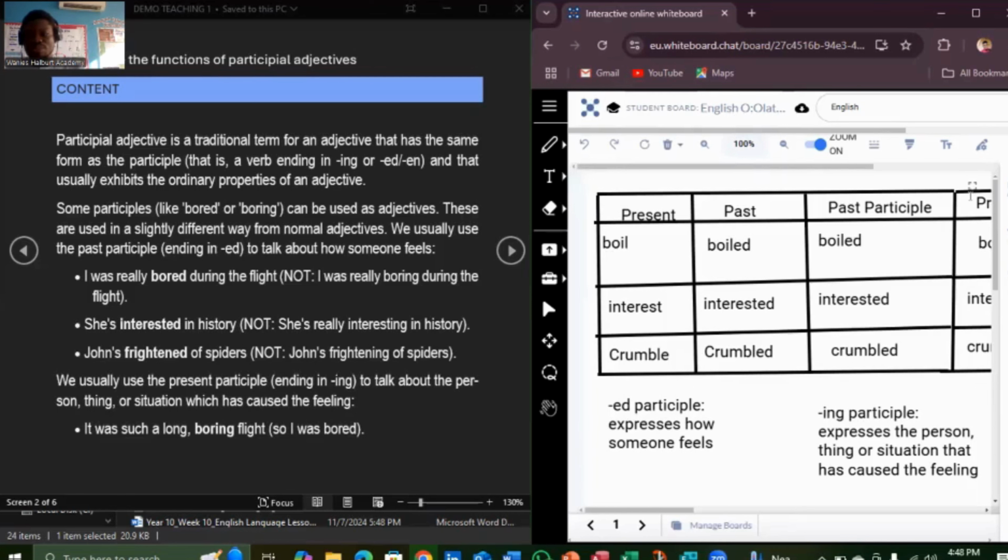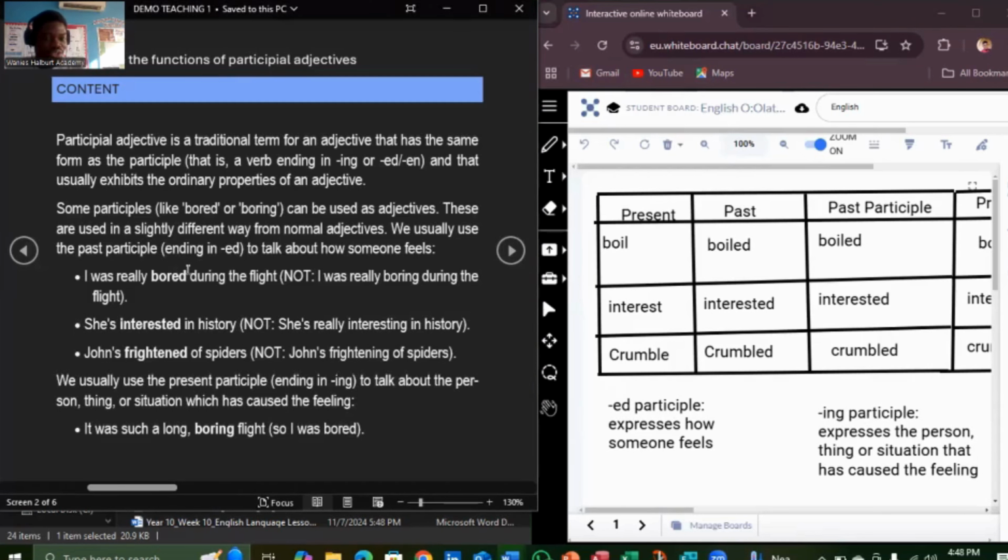While we use the present participle adjective, the ing form, the ing participle, to express the person or the thing or the situation that has caused that feeling. Take note of the difference. The ed participle expresses how someone feels, while the ing participle expresses the person that caused that feeling. So if you look at the example we have here, I was really bored during the flight.